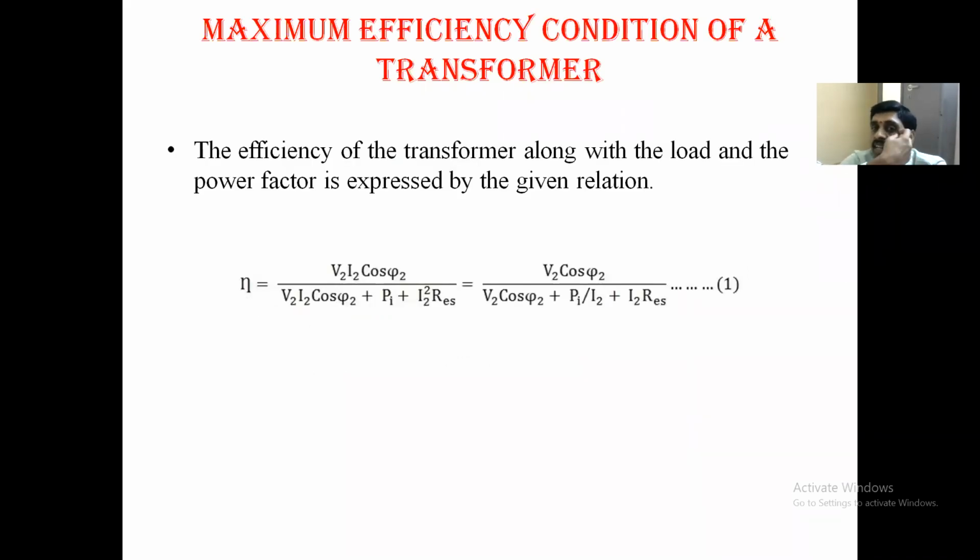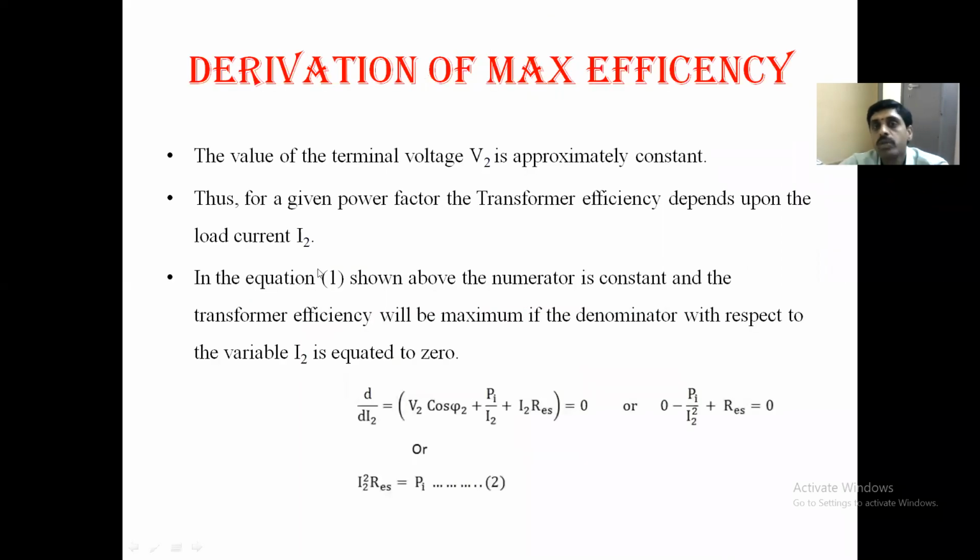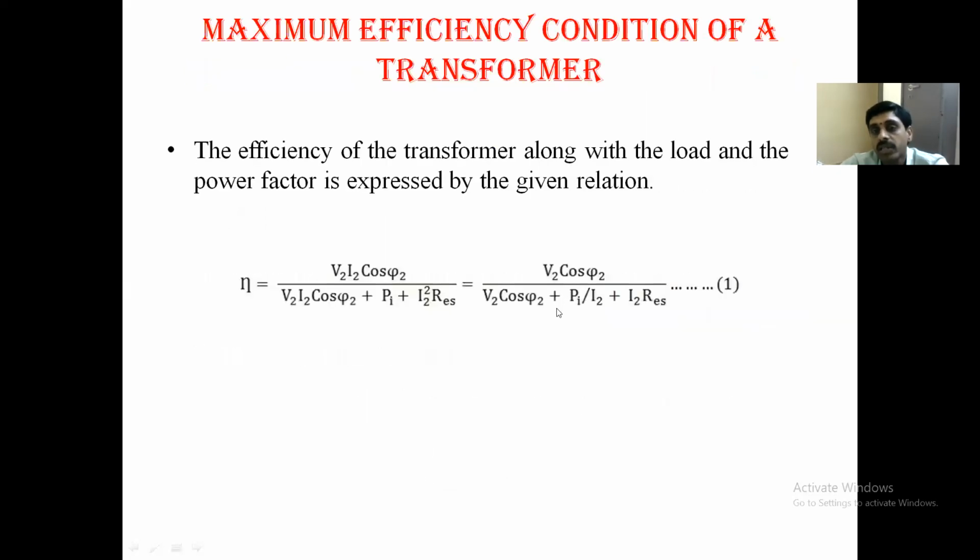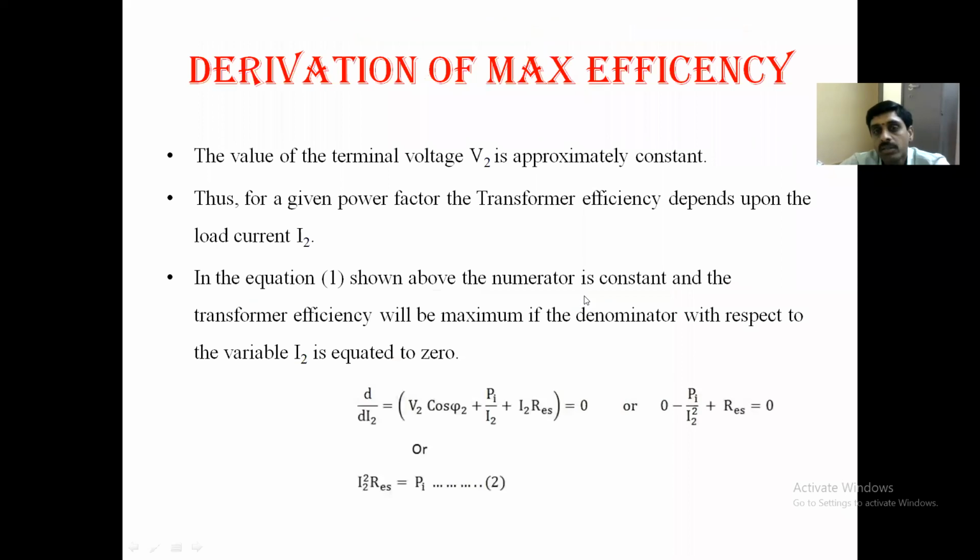So how did you get this condition for maximum efficiency? First you write the efficiency formula, V I cos φ divided by the total, cancel I in numerator and denominator, and you will get Pi by I2 R2. This is I2² R2 or I2² R2e. To get the maximum condition, differentiate the efficiency with respect to current. If you differentiate and equate to 0, then you see the variable I2 is in the denominator, not in the numerator. Should this be maximum or minimum?